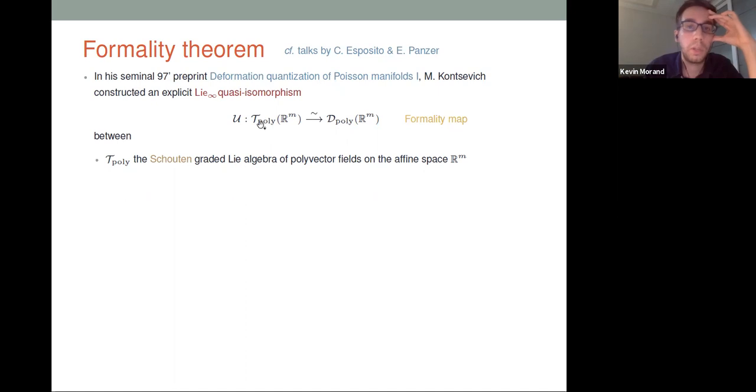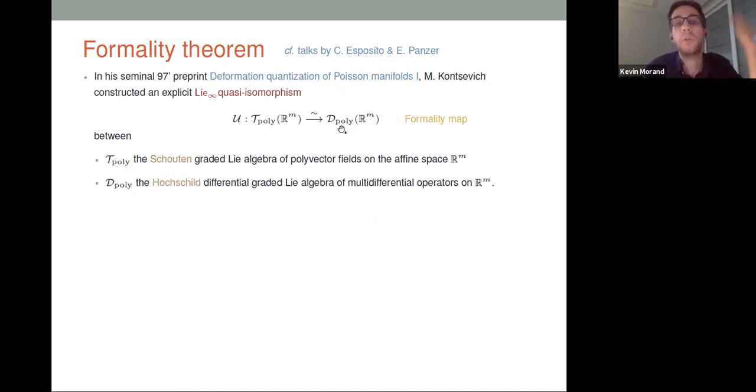On the one hand, we have T-poly, on the other hand, we have D-poly, which stands for the Hochschild differential graded algebra of multi-differential operators. This controls the deformation of the classical product of functions, that is, it controls star products. The formality map provides a kind of equivalence between these two DGLAs, and because of this, we have an equivalence between the relevant deformation problems controlled by these two differential graded algebras.